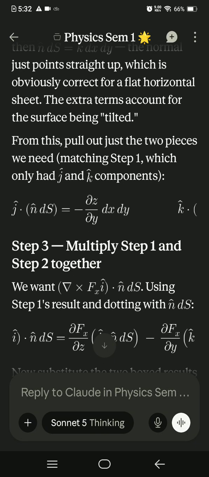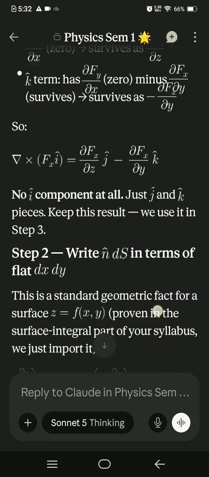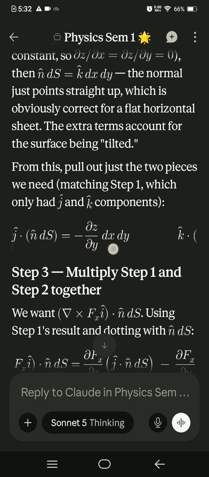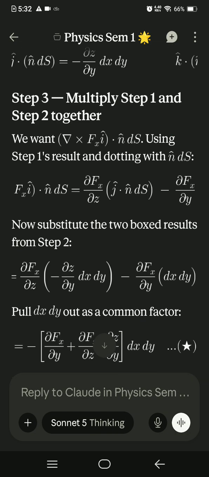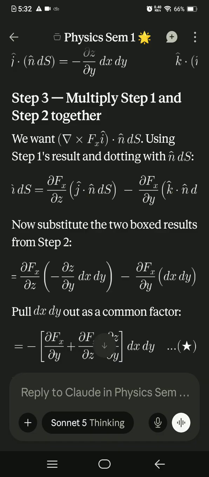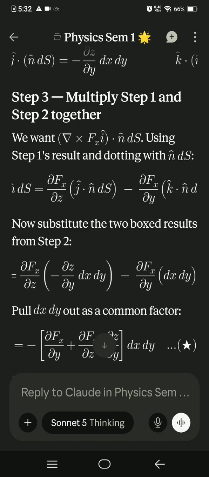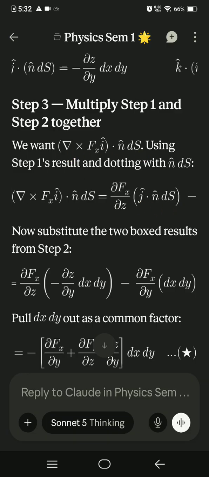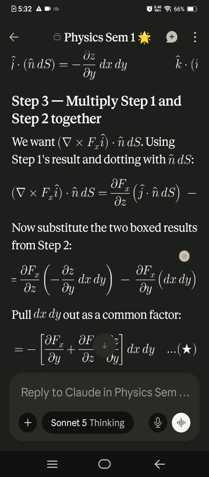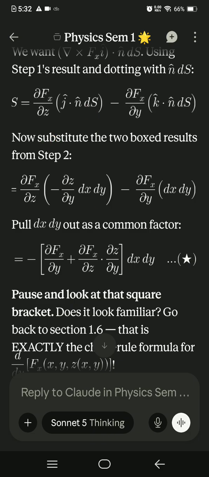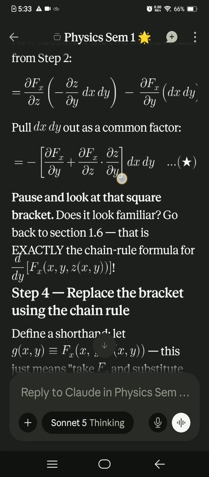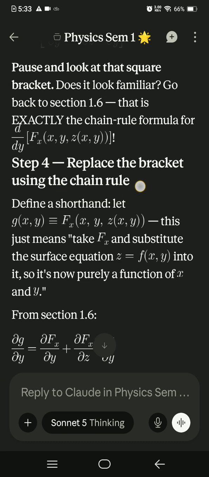Wait a minute, what the hell? Hold on. We got this for J and this for K, and this is for J and this is for K. So we are just multiplying them respectively, okay. We took this, I don't know if it's a dot product or simple multiplication, whatever. So this is written like this, and we take dx dy outside, then we get this, and this looks like another formula from chain rule.